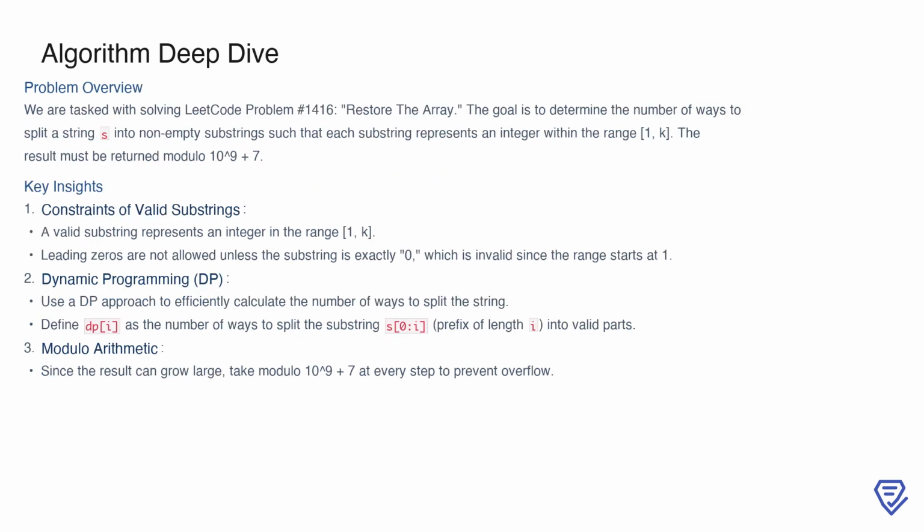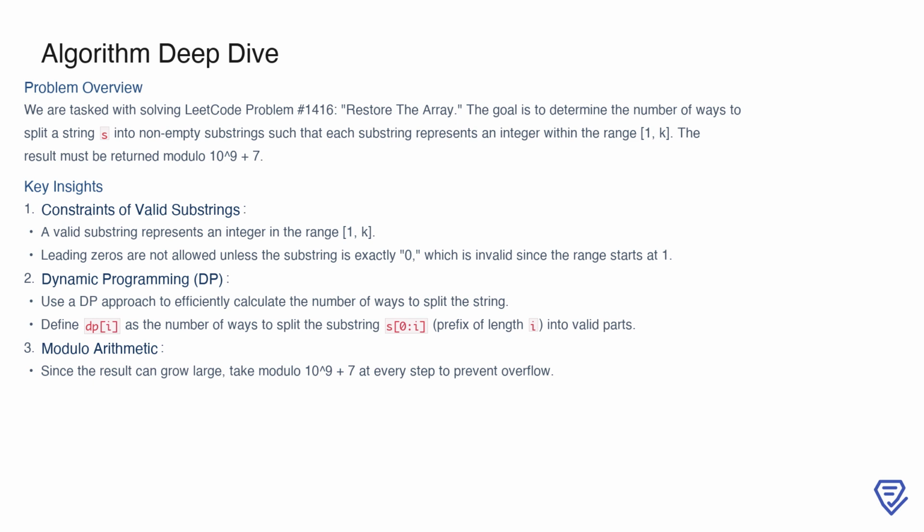In this problem, we are tasked with restoring an array by determining how many ways we can split a string s into non-empty substrings such that each substring represents an integer within the range from 1 to k. The result must be returned modulo 10^9 + 7 to handle large numbers. To approach this, we need to understand a few key aspects. First, the substrings must represent valid integers, meaning they cannot have leading zeros unless the entire substring is just 0, which is invalid as the range starts from 1.